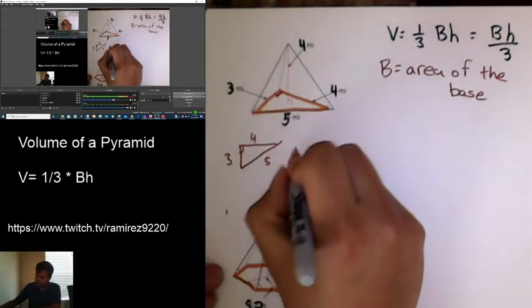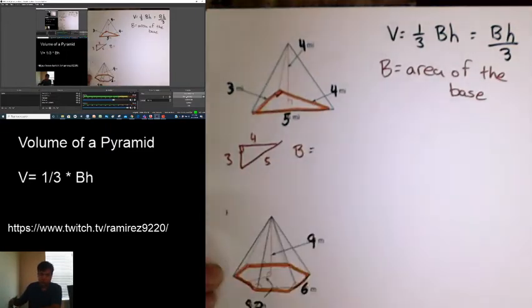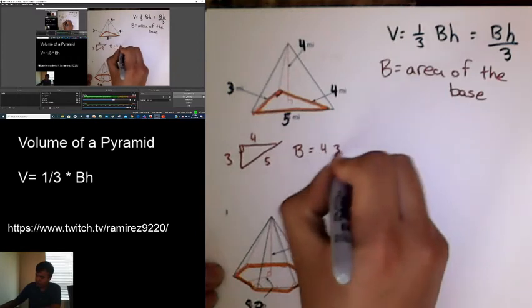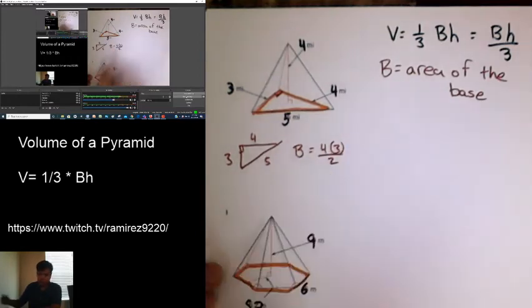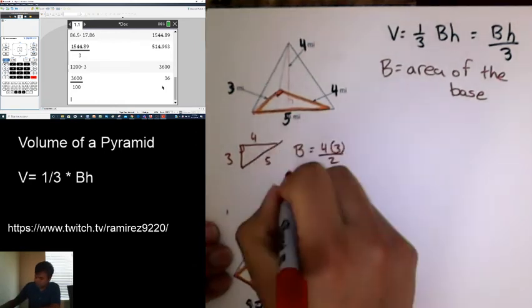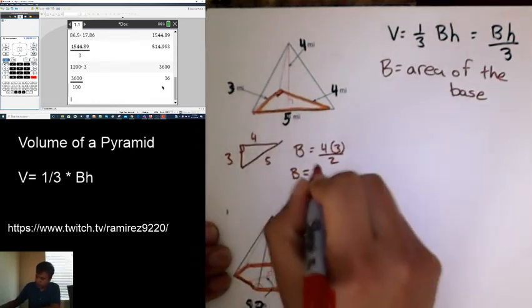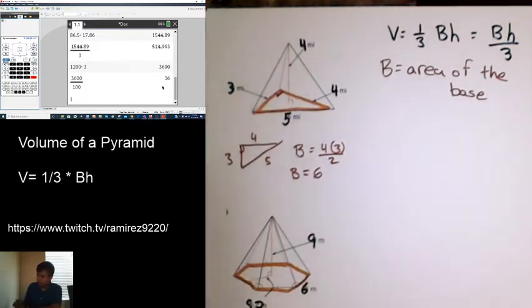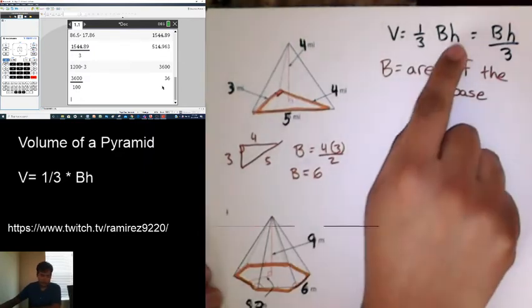So we need to find the area. And again, area of the base is big B. This is a triangle, so base times height divided by 2. 4 times 3 divided by 2 because it's a triangle. And 4 times 3 is 12, divided by 2 is 6. So the area of my base here is 6, and units miles squared. All right, so that's it so far on big B. Now I need H.